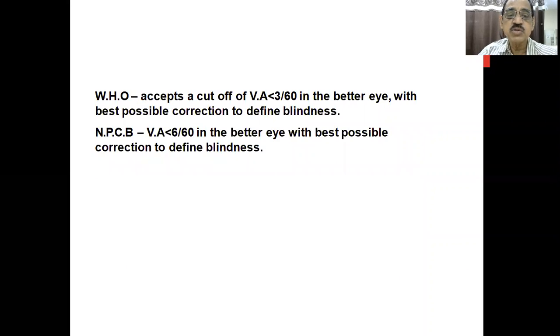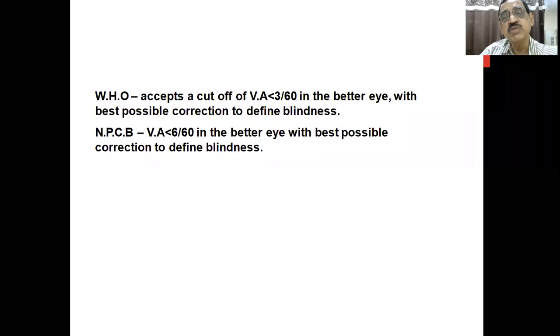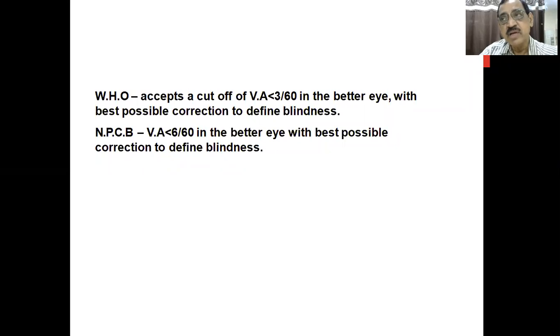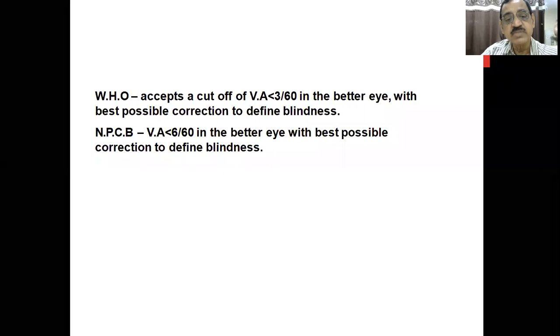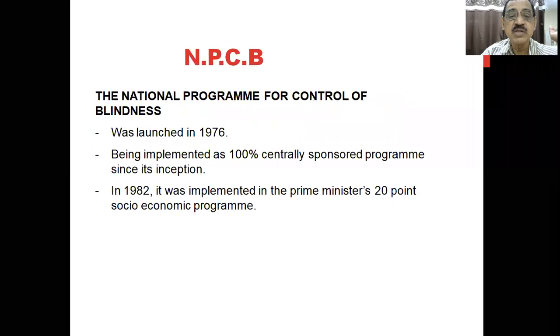Okay, WHO, as I have told you already, this also we ask in the examination. It accepts a cutoff of visual acuity of 3/60 in the better eye with the best possible correction to define blindness. Whereas in the National Program for Control of Blindness, visual acuity less than 6/60 in the better eye with the best possible correction defines blindness. So we have seen about NPCB. NPCB is a 4-mark question for you people, with short notes.